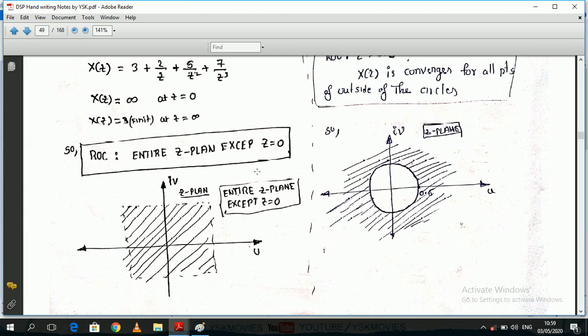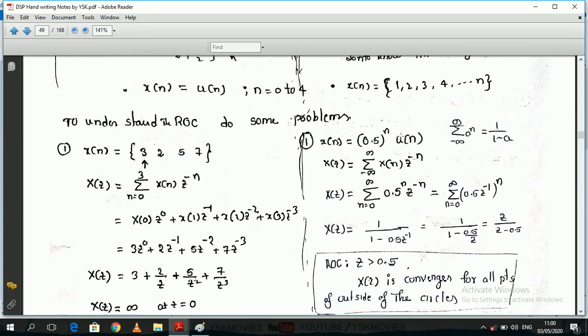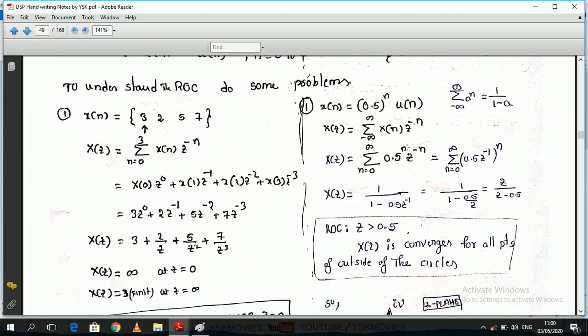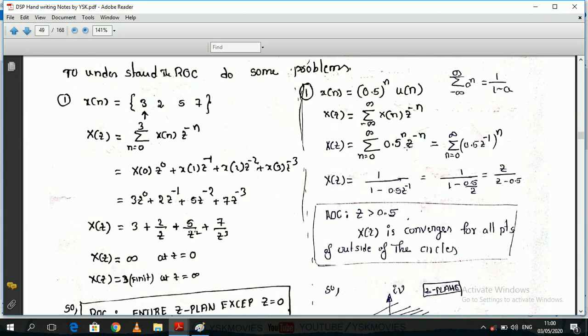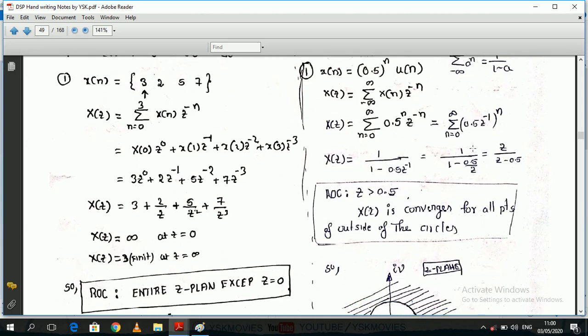See this. Another thing is a right-sided problem. x of n equal to 0.5 power n u of n. So x of z is equal to the sum from minus infinity to infinity of x of n z power minus n. You substitute in the formula 0.5 power n z power minus n, and you always try to make them as a power n. Already I have told that. So 0.5 z power minus n, a power n. So 1 by 1 minus a z inverse, which is z by z minus 0.5.